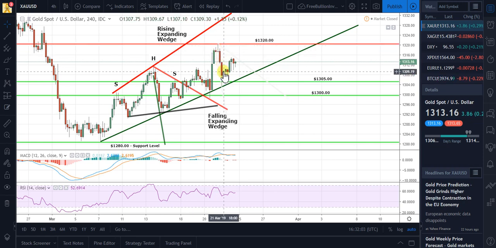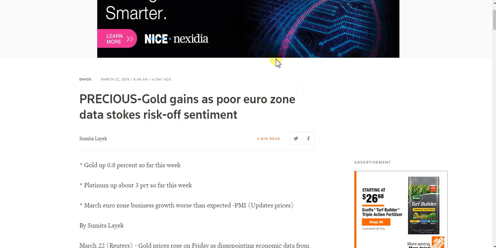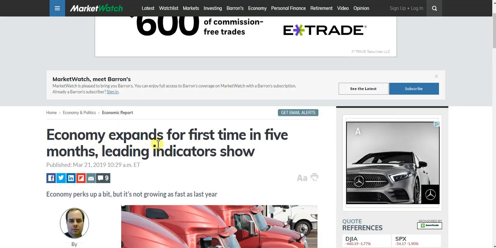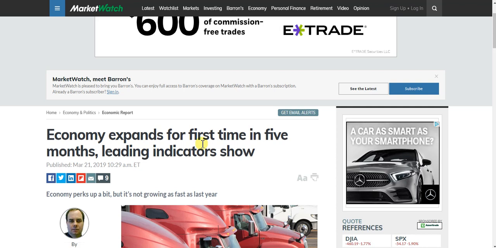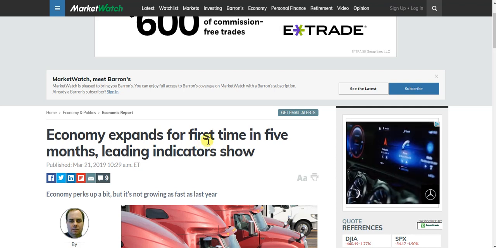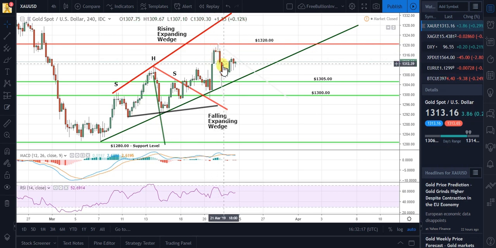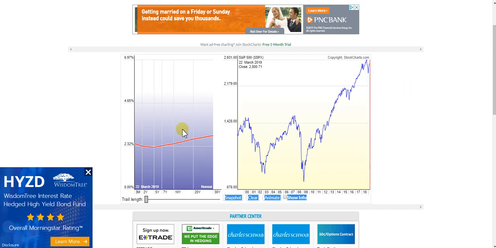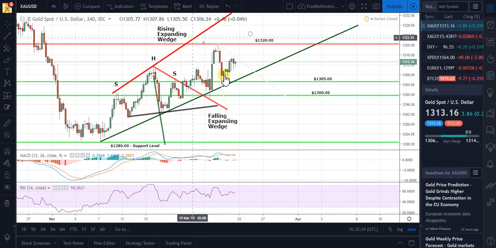And then on Thursday, it came back down. There was a report that some leading indicators were better than expected, and that helped the price of gold to fall. But then on Friday, we heard that the European PMI was worse than expected, and also that the yield curve was starting to invert in some areas. So that also brought more buying into gold.